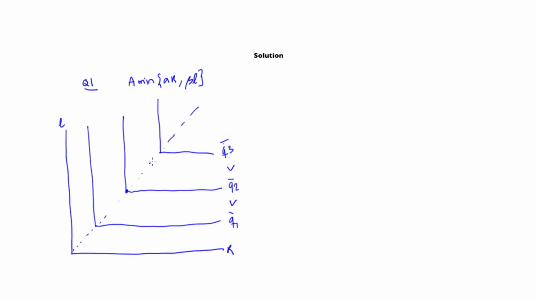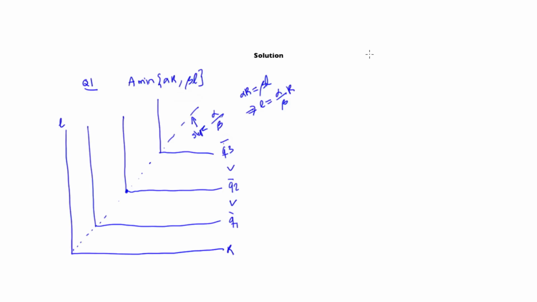Now the question, of course, is what is the slope of that line? And that line is characterized by the condition that the two levels of the inputs are the same, so alpha K is equal to beta L, which implies that L is equal to alpha over beta K. So the slope here is alpha divided by beta. And that gives us a full characterization of the isoquants.